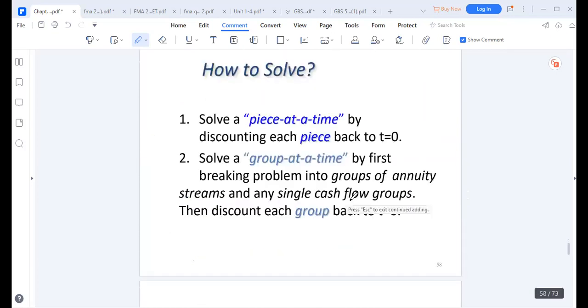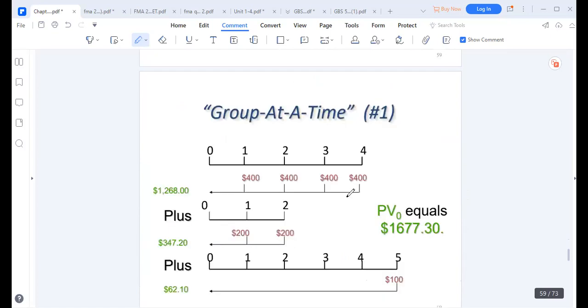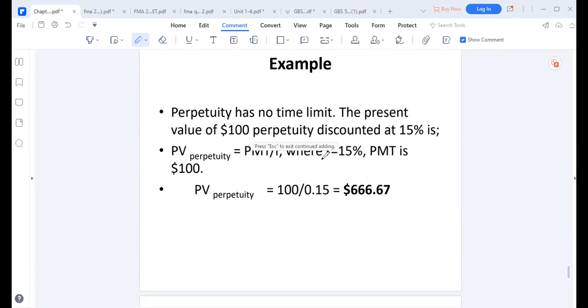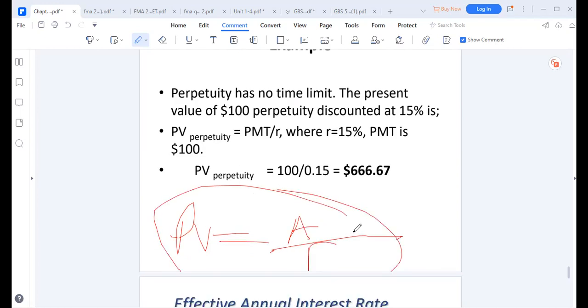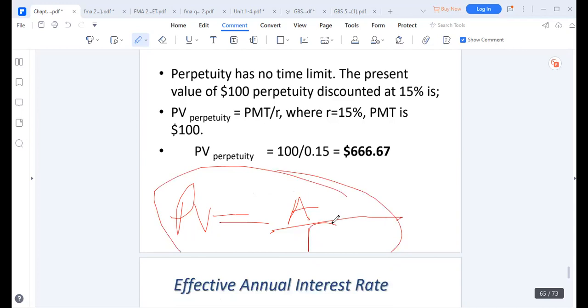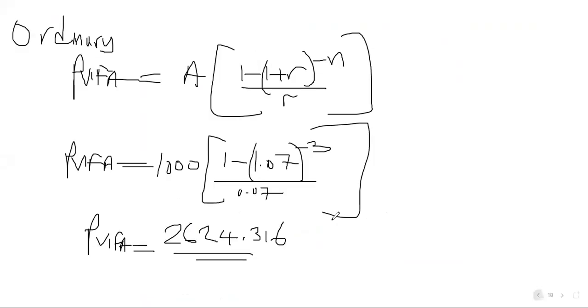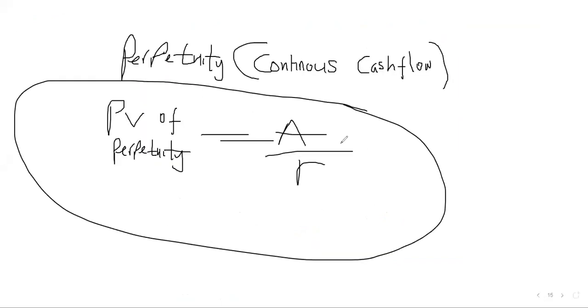So we are now getting down to the last part of the time value of money, where we look at a perpetuity. I mentioned it is a continuous cash flow. The value of a perpetuity is equal to the amount over the interest rate, which is amount over R. This is how you get the value of a perpetuity: the amount of the annuity over the interest rate.